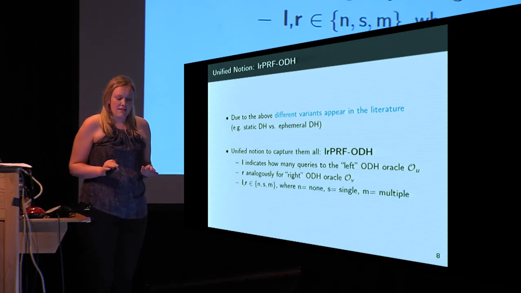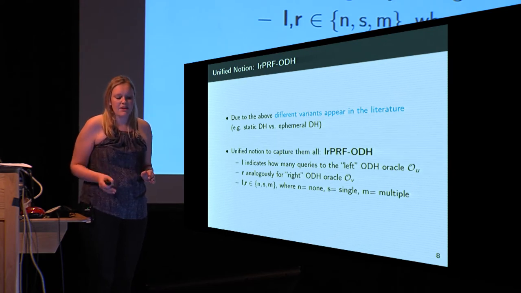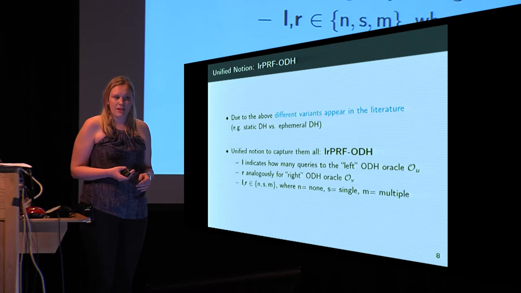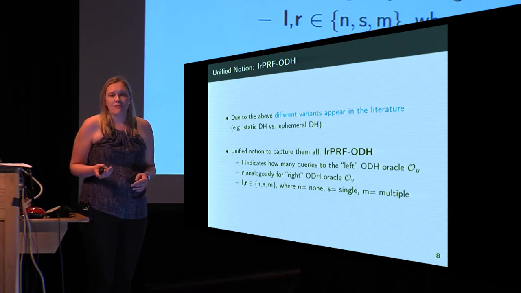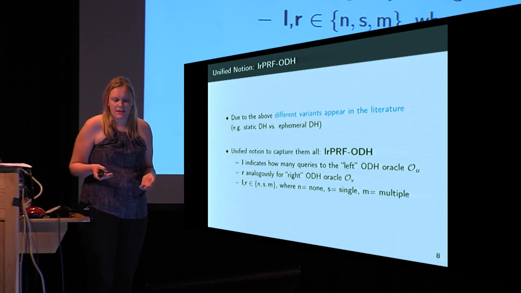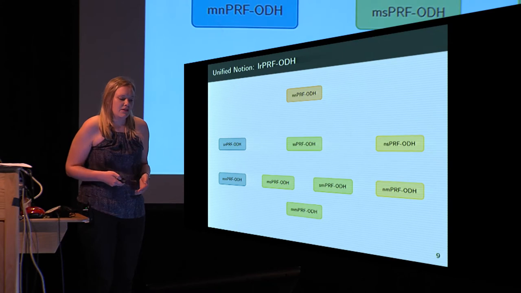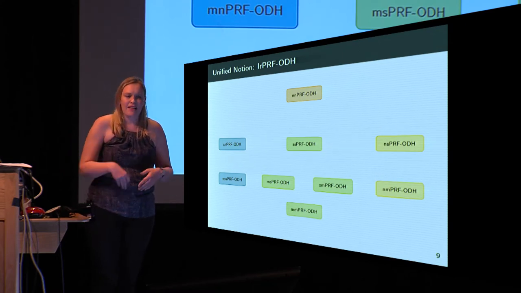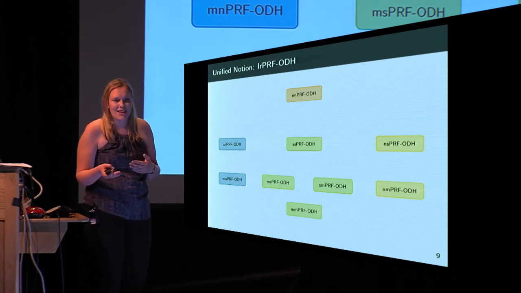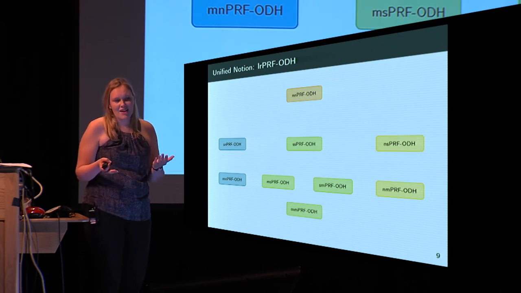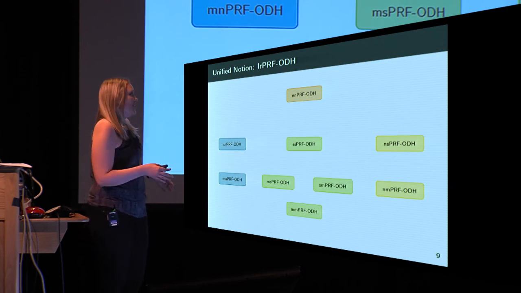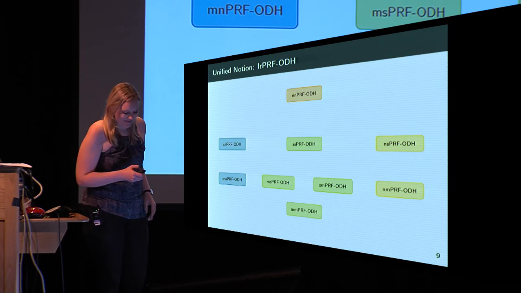And L and R may take up one of three values. So either N, which means no queries allowed, so the adversary may learn no related values, S, which means a single query is allowed, and M, which means multiple queries are allowed, where multiple is to be understood as polynomial in the security parameter. So we have this unified notion of LRPRF-ODH, and if one writes down all the possible combinations of L and R taking up either N, S, or M, one ends up with these nine different notions.